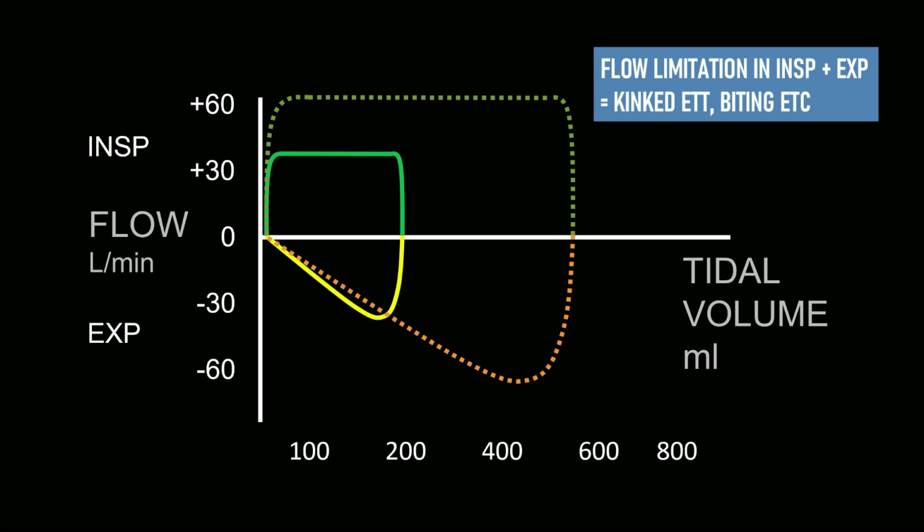where the endotracheal tube is either kinked or it's being occluded by a patient biting it, or for example, a bite block has been placed during surgery, for example, ENT surgery. And if you see this picture, you need to look at your endotracheal tube really carefully and make sure it is unobstructed.